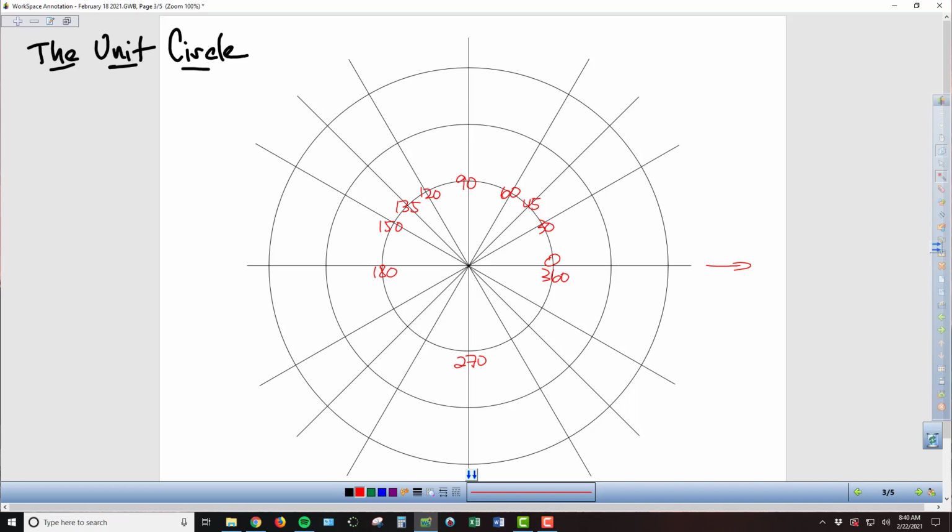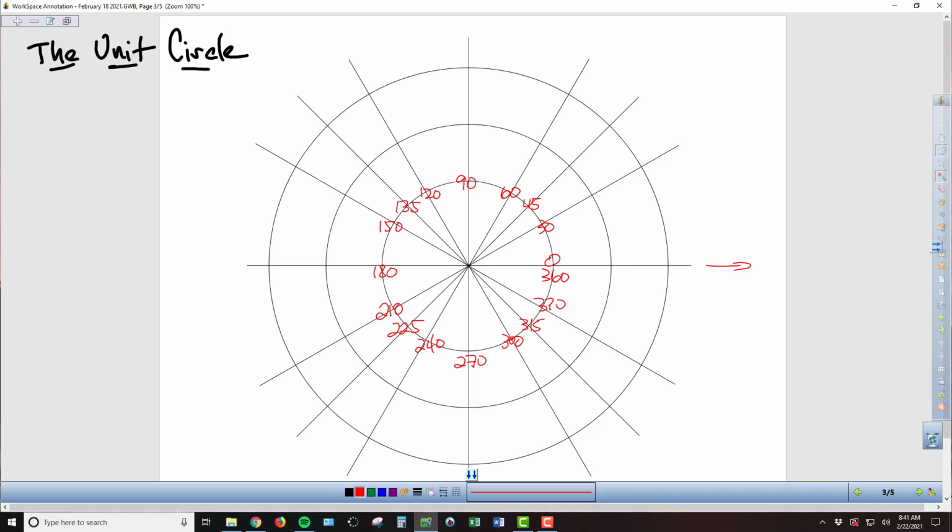Moving into the third quadrant, another 30-degree jump gives us 210 at this location, and then 225, and then 240 are the next two. And then finally in the fourth quadrant, we have 300 degrees with that 30-degree jump, and then 315 and 330.